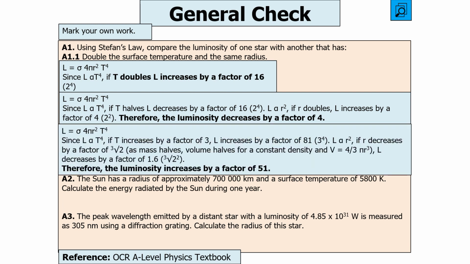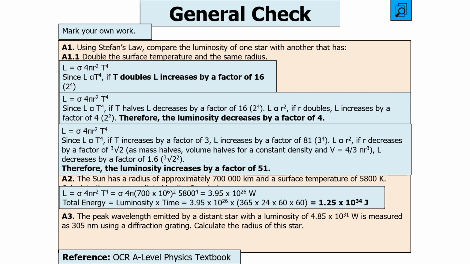The next one, if we look at the different ideas completely, L is directly proportional to T to the 4. So if T increases by a factor of 3, L will increase by a factor of 81, 3 to the power of 4. L is directly proportional to r squared. So r decreases by a factor of 3 to the square root 2, because as mass halves, volume halves for a constant density, and volume is 4 over 3 pi r cubed. Therefore, L will decrease by a factor of 1.6, that's 3 square root 2 squared. So if one increases by a factor of 81 and the other decreases by a factor of 1.6, it overall increases by a factor of 51.